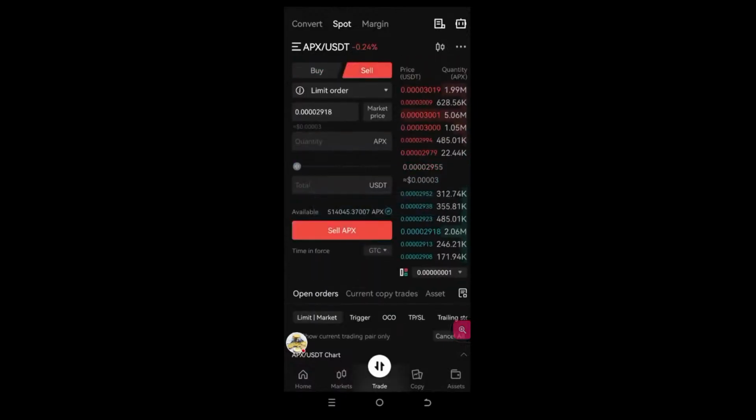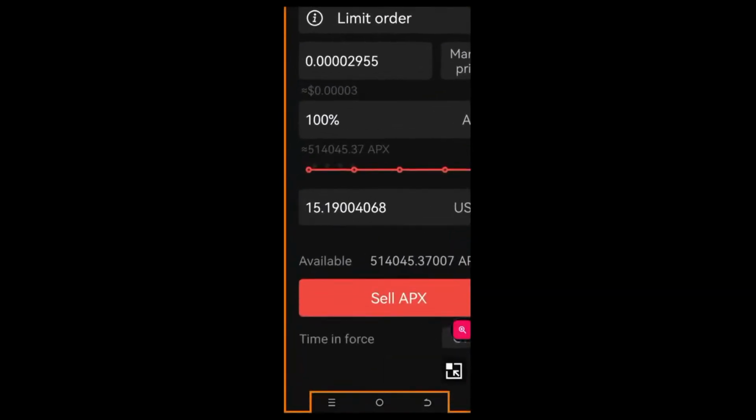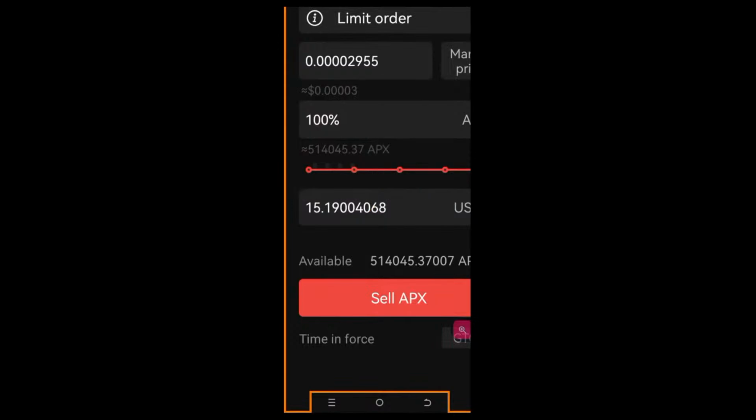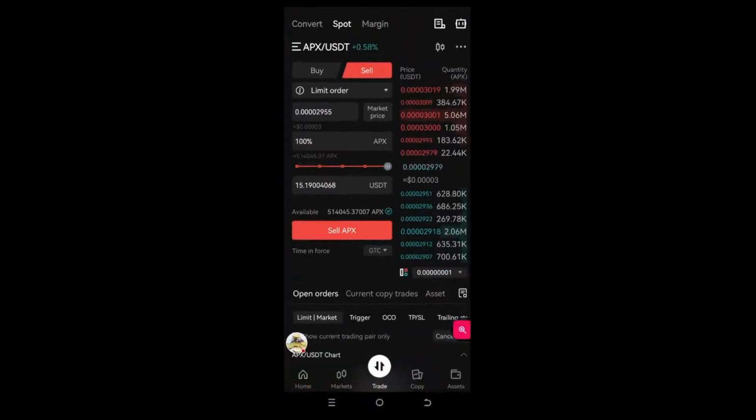So if I just want to sell, I tap the amount of money we have here. See, I'm going to lose. Can you see that? This is it, $15.19. That is the value of what we have right now. We're neck deep into a loss of about $4.81. And this is not funny at all. So I'm not going to sell, definitely. I'm just showing you so you know how much we've lost currently.